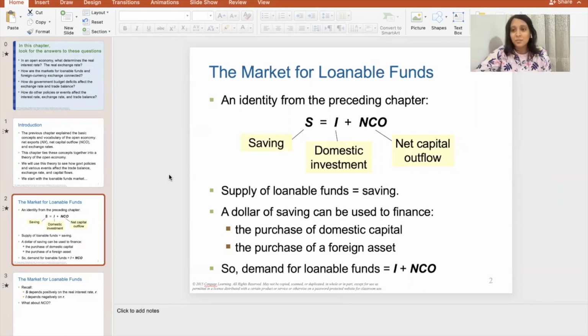So, hi guys, this one is about the market for loanable funds. It's essentially an extension of what we've done before about exchange rate and NCO and NX, etc. So coming back to the identity done in the last video, that is S equals I plus NCO, that is savings equals domestic investment plus net capital outflow. This was done in the last video.